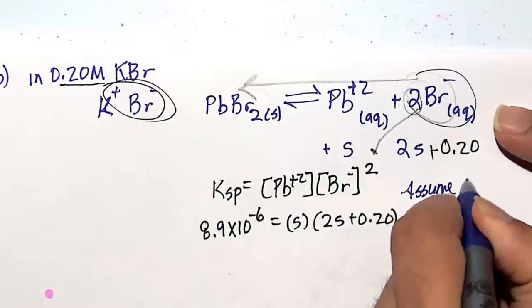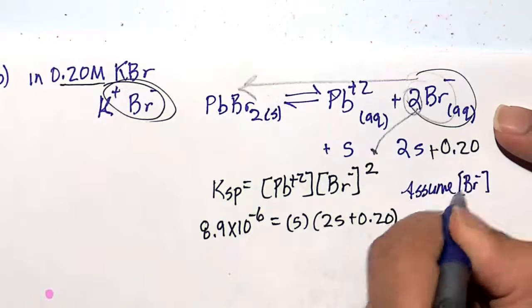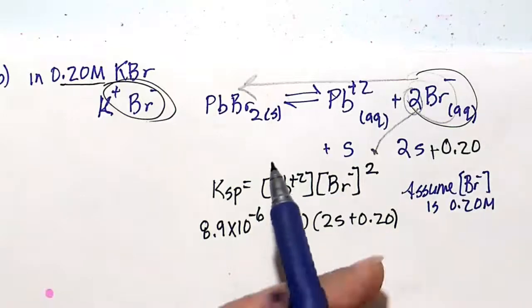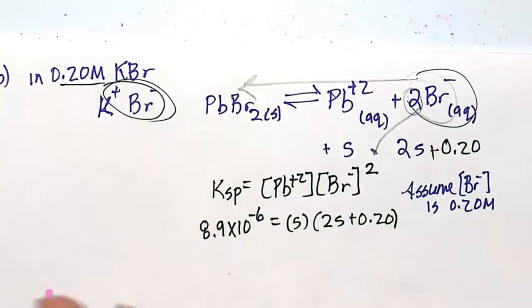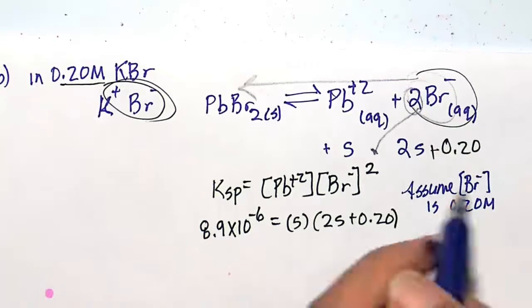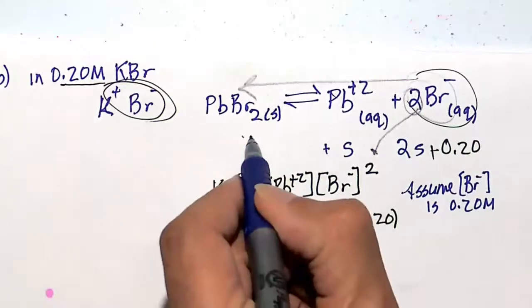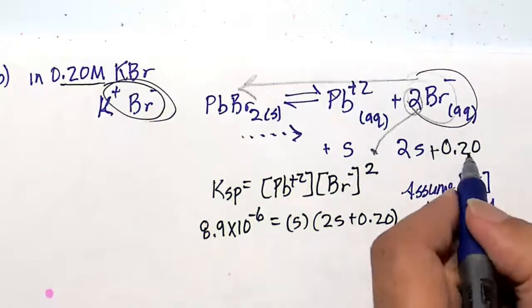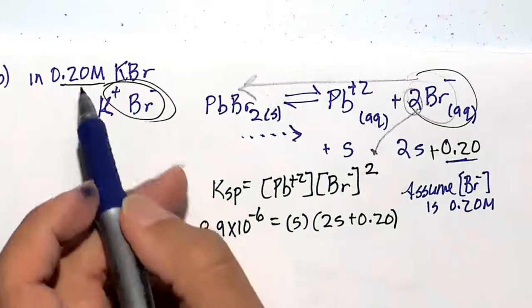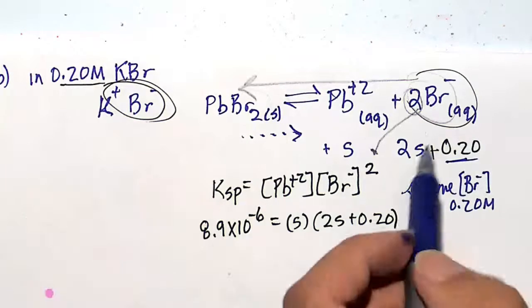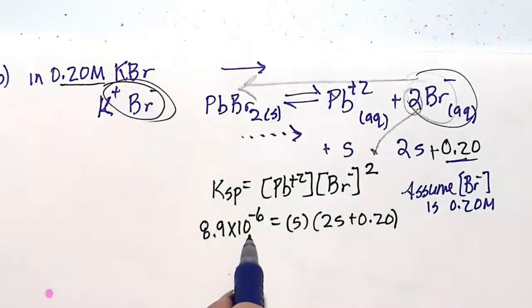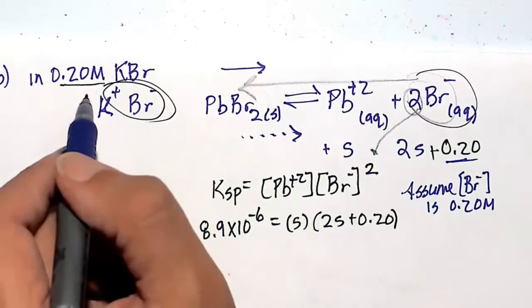PbBr2 going in its equilibrium form, because the KSP is so small, 8.9 times 10 to the minus 6. Because the KSP magnitude is so small, very little of it is moving to the right-hand side. Most of the Br minus in this equation is coming from the 0.2 molar Br minus from potassium bromide. So we can make the assumption that Br minus, its concentration is 0.20 molar. So very little of it is coming from the KSP reaction. Most of the Br minus is coming from the potassium bromide.